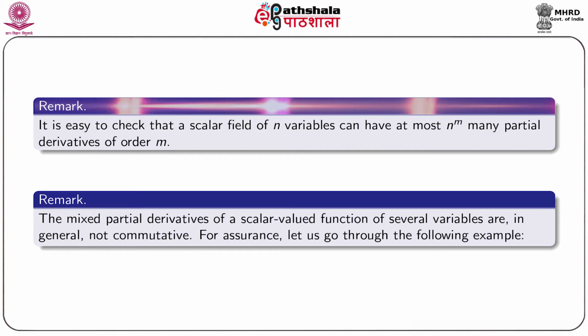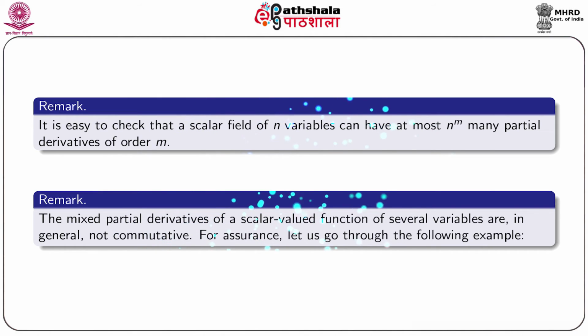If we consider a scalar field f defined on a subset of Rn, then we have n many partial derivatives: del f del x1, del f del x2, up to del f del xn. If I consider any one of them, then we can have n many second order partial derivatives and so on. So, one can easily check that a scalar field of n variables can have at most n to the power m many partial derivatives of order m. We say at most because it may so happen that some of the partial derivatives do not exist.